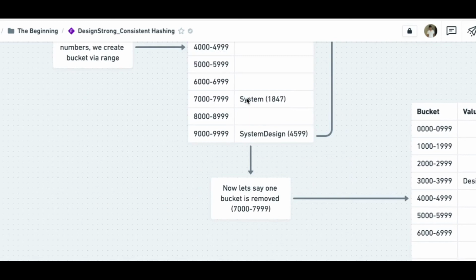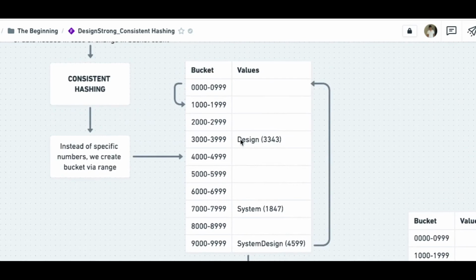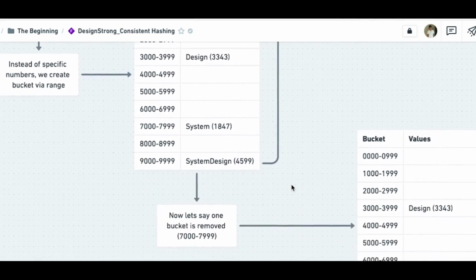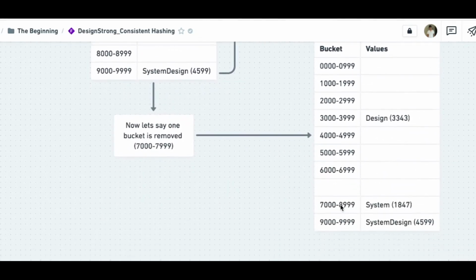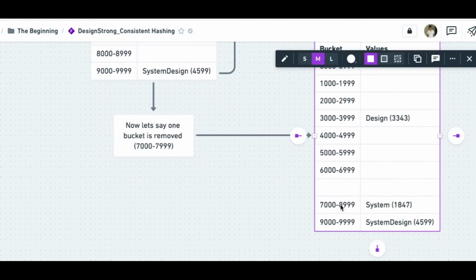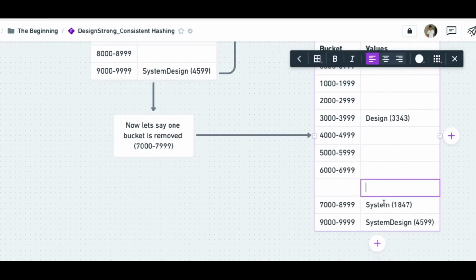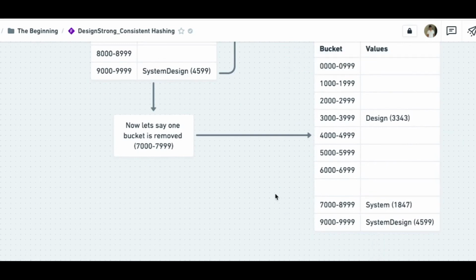So let's say this bucket 7000 until 7999 is removed. Now what happens is the data that we stored earlier was on the basis of range. So when design was to be stored, the value was 3343. We just saw which bucket has the range that it qualifies for. So if one bucket was removed, then what we do is just change the size of the next bucket so that it is able to grasp all the data which was there for the previous bucket as well. In this solution, the movement of data between two buckets is minimized, because whatever data was in the 7000 until 7999 bucket comes into the next bucket.